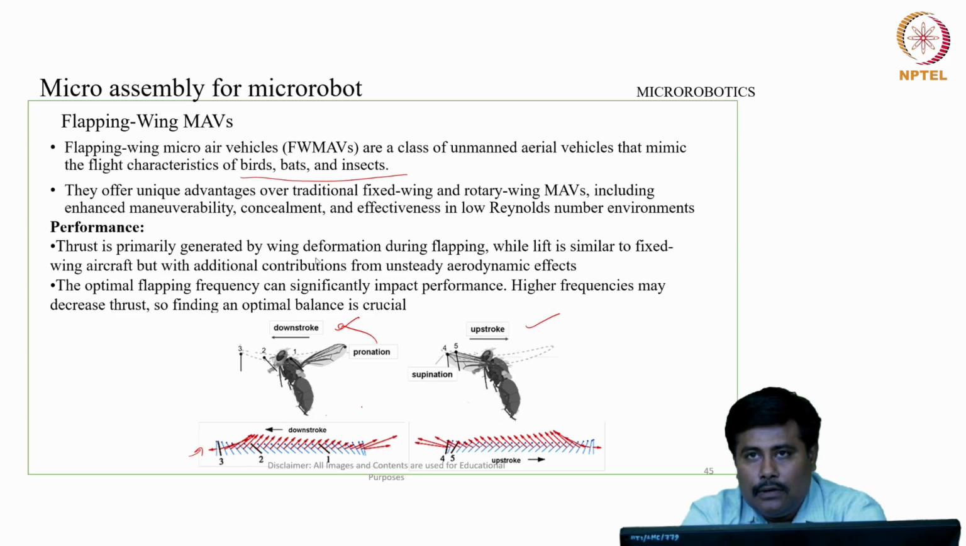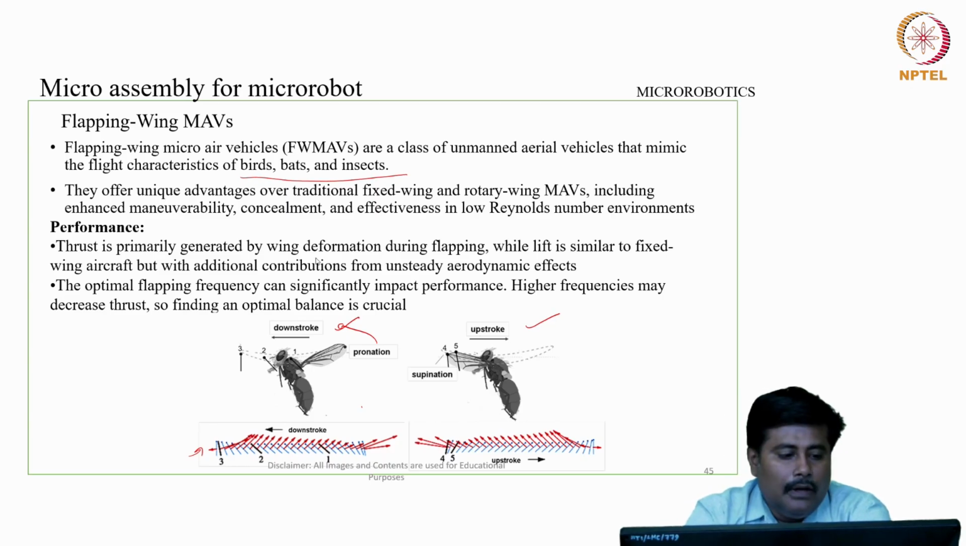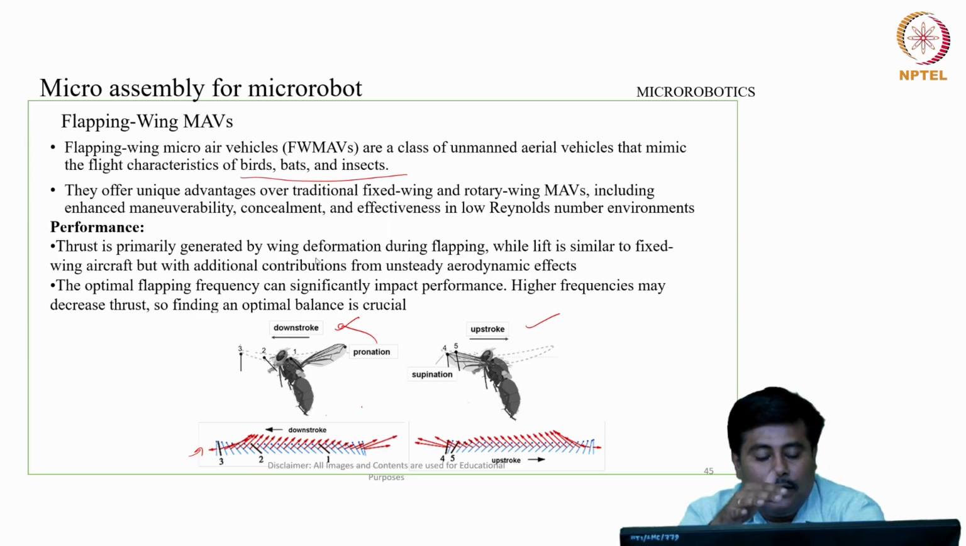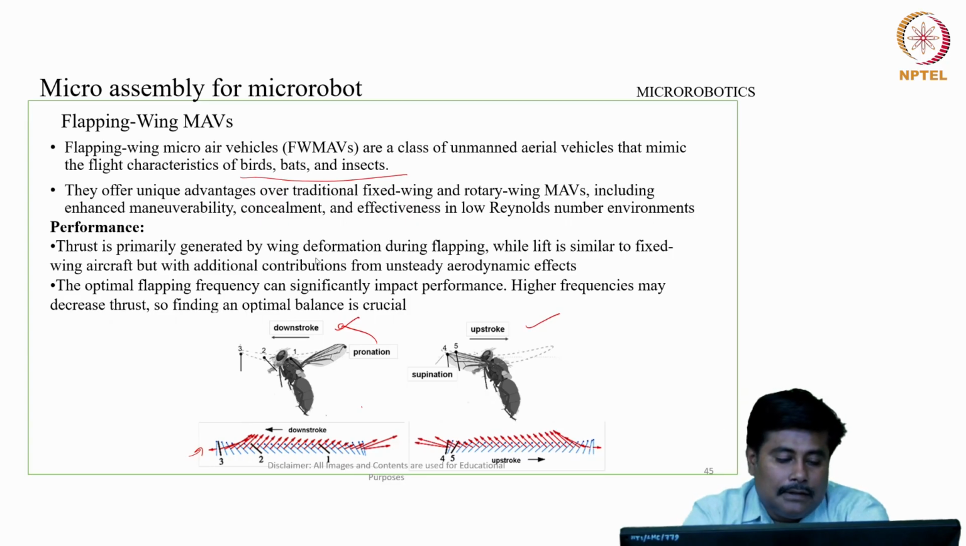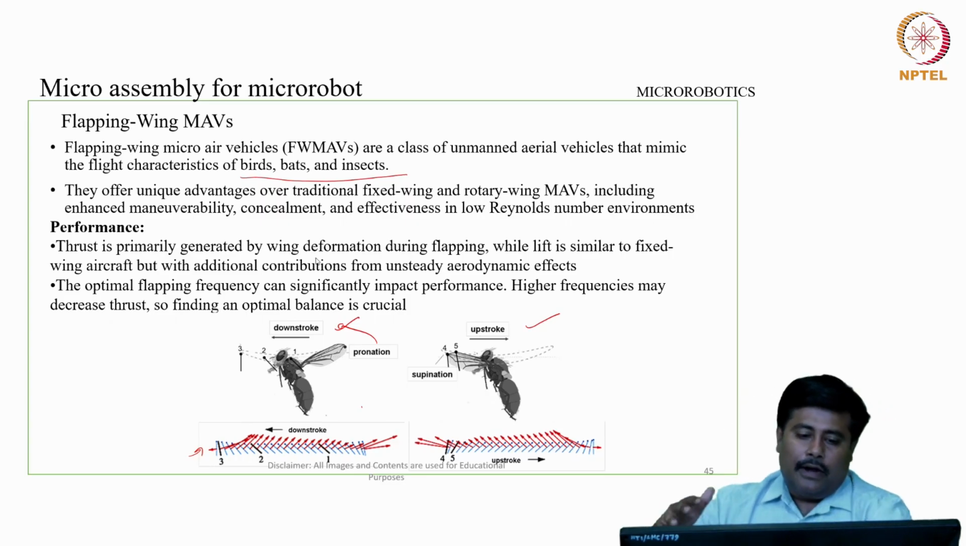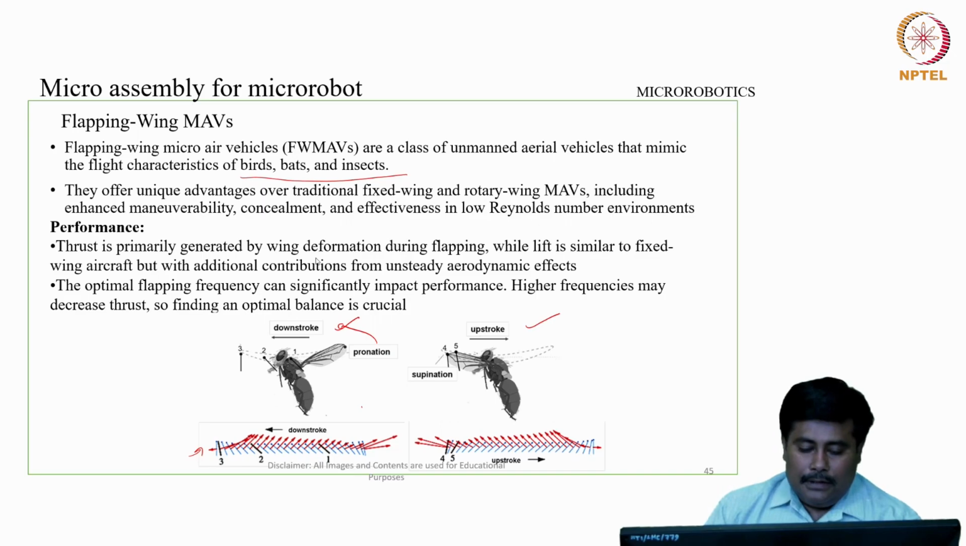From the performance perspective, thrust is primarily generated by wing deformation during flapping, while lift is similar to a fixed wing aircraft, but with additional contribution from unsteady aerodynamic effects. The optimal flapping frequency significantly impacts the performance. High frequencies may decrease the thrust, so finding an optimal balance is crucial.